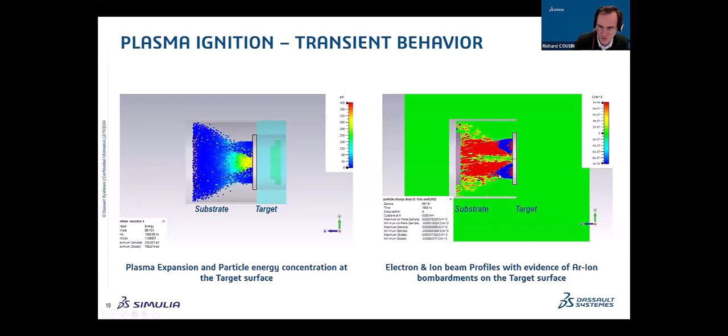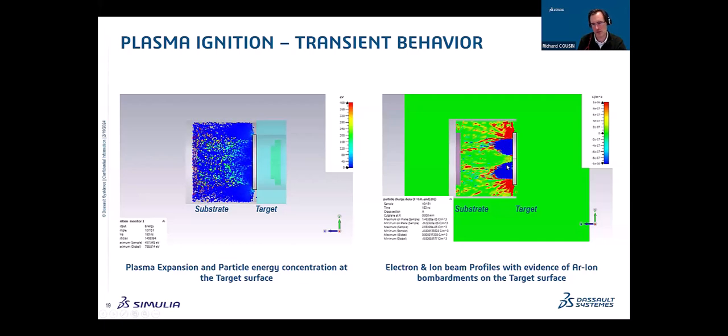On the right-hand side, you have the charge per cubic meter that we compute here. You can see that the plasma is mainly concentrated close to the target and expands also a little bit everywhere, but mainly concentrated on the target, where, of course, we need to extract the species for the deposition process.